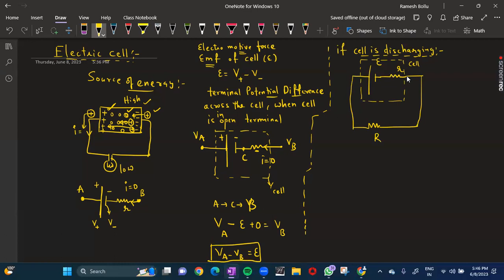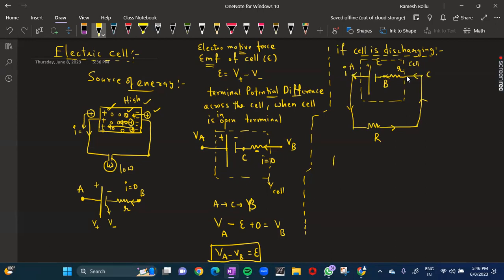Now, how will the current flow? Tell me, all of you. From positive charge to negative charge. When the cell is discharging, current always comes out of the positive terminal of the cell and circulates like this. This is called the cell discharging. I will assume this is junction A, this is junction B, this is junction C.